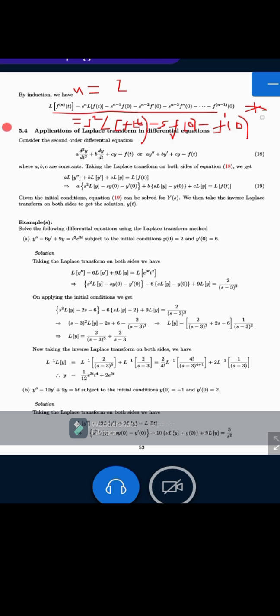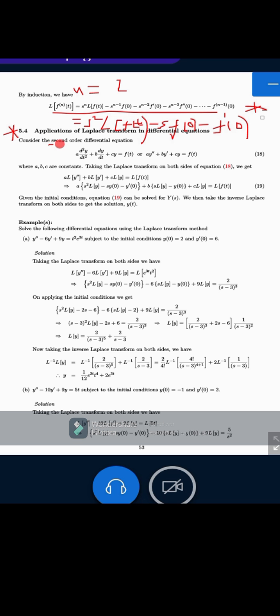So let us look at the application of Laplace transform in solving differential equations. These Laplace transforms can be applied in solving the differential equations that we normally know. Other than the other methods of solving these differential equations, the Laplace transform works the same as the other methods.